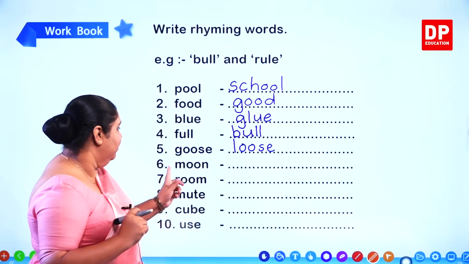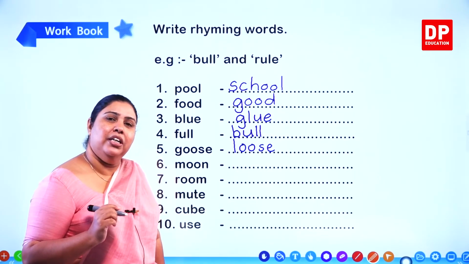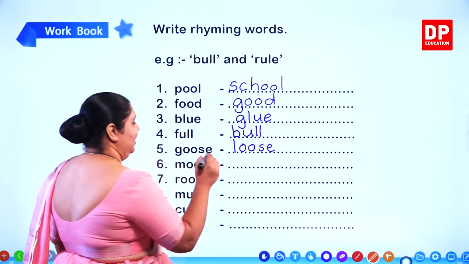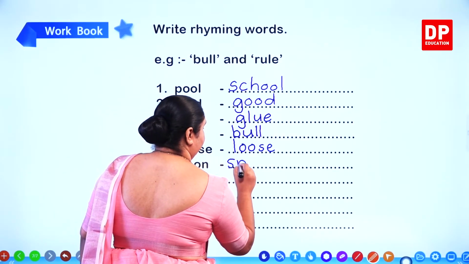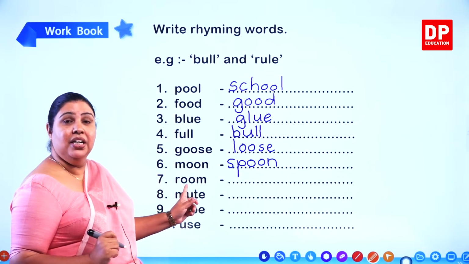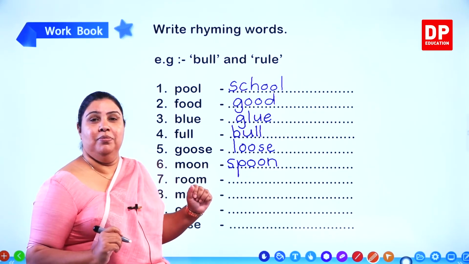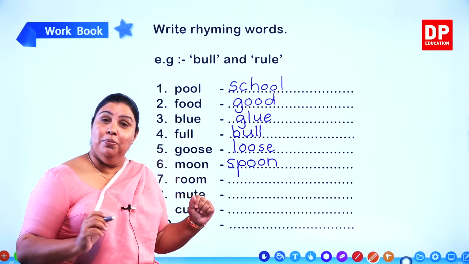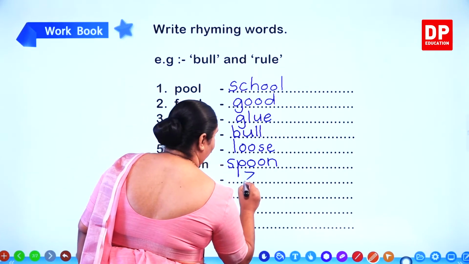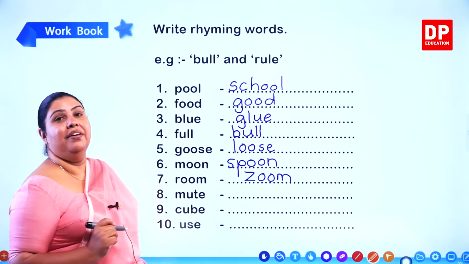Next one, we have the word moon. Can you tell me of a rhyming word that rhymes with the word moon? Spoon. We can write the word spoon. Moon, spoon. Next one, room. Can you tell me a rhyming word for room? How about the word zoom? Room, zoom. Zoom is the rhyming word for the word room. Room and zoom are rhyming words.